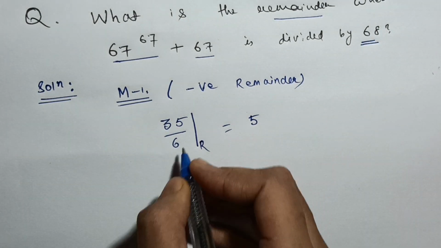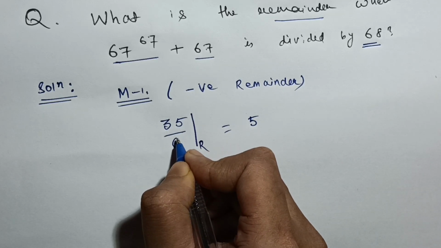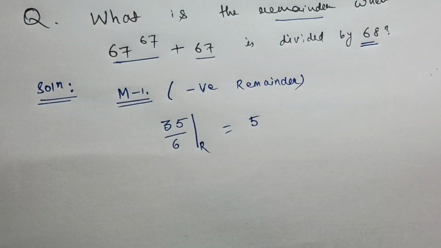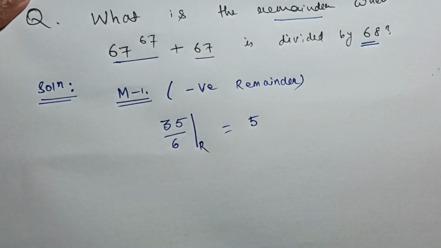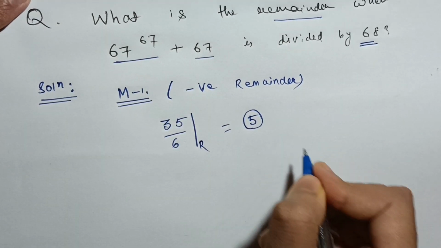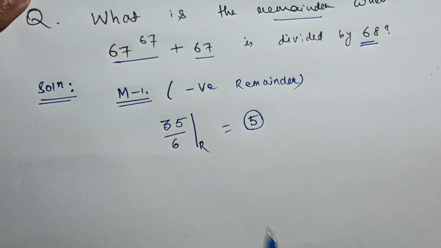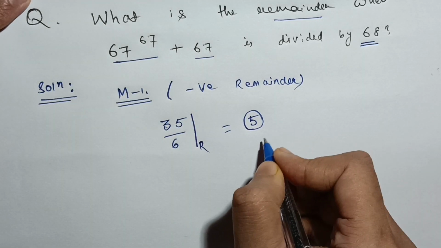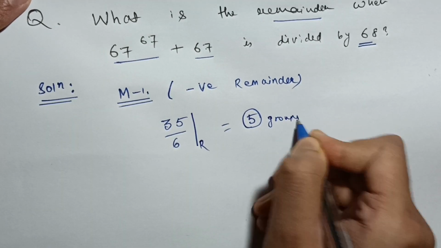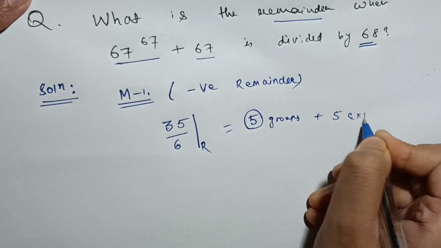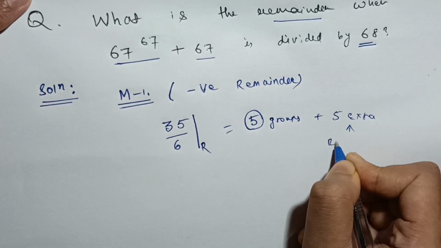In other words, when I divide 35 by 6, this question can be thought of as: I want to divide 35 items into groups of 6 items each. Then how many groups can be formed? 5 groups, right? But what are the leftover items? There are 5 extra, right? So 5 groups plus 5 extra. And this is my remainder, right?